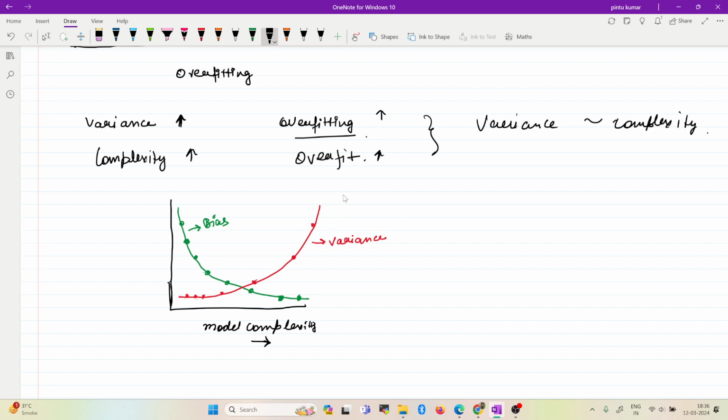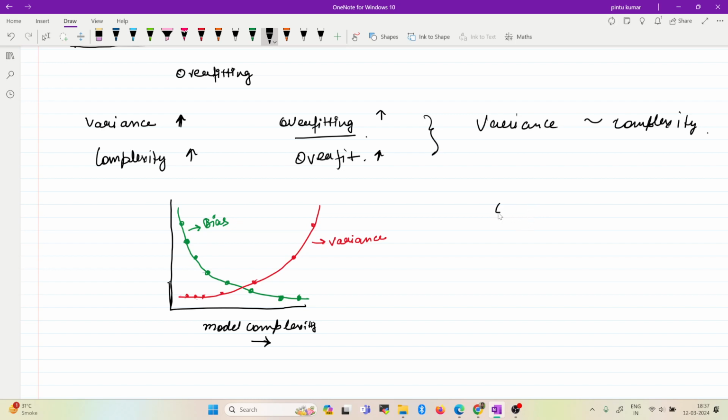In an ideal situation, what would we want? Would we want high variance or low variance? In an ideal situation, we would want a low variance. The reason is, even if we change our training data point a little bit, that is, if there is some noise in the data set, your model should not change a lot.